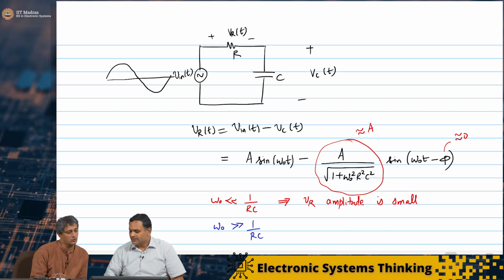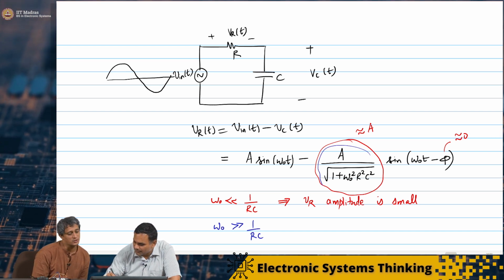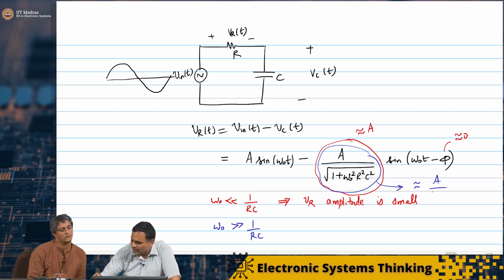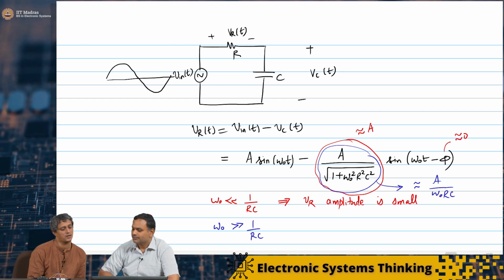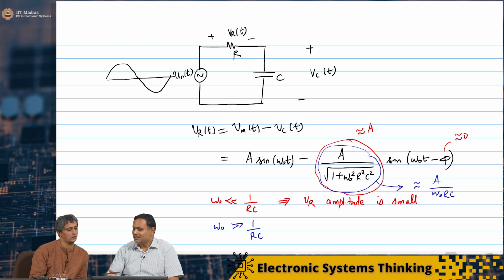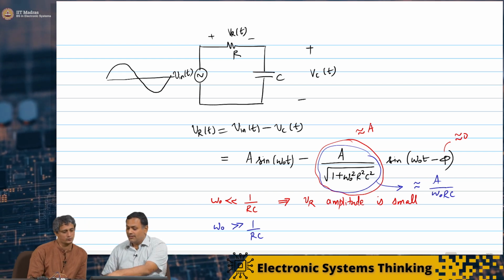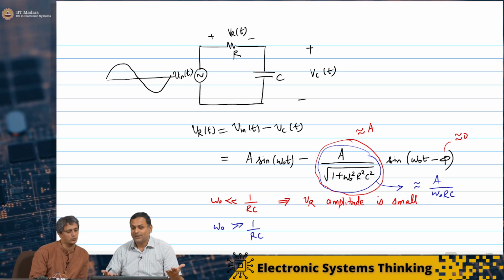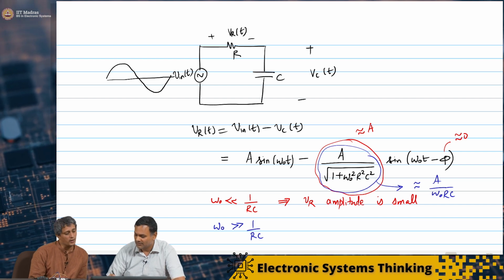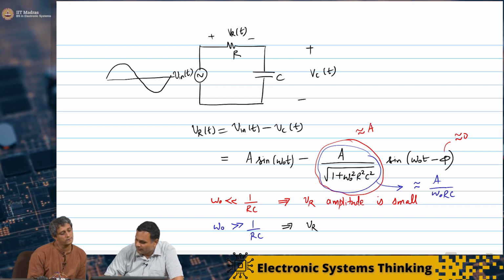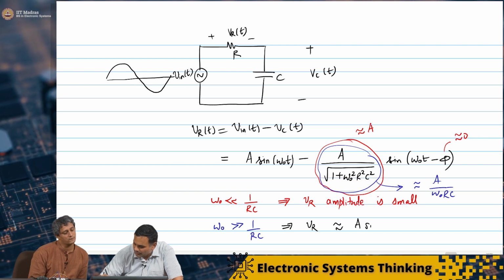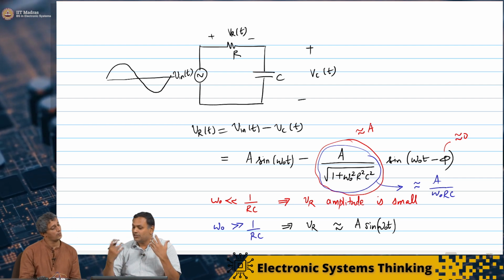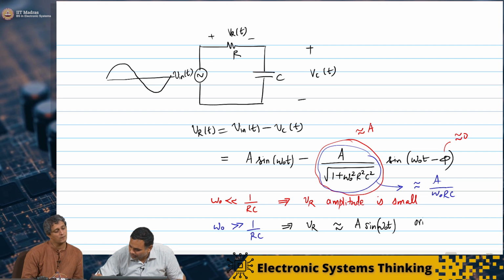If you do this, this term here is actually going to become very close to A by omega naught RC. If you choose a very large omega naught, this amplitude is going to be very small. So you are subtracting out some very small quantity from A sin omega t. You will just be left with most likely A sin omega t itself. So in fact, your VR is what you will get: the original amplitude A.